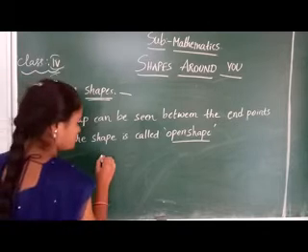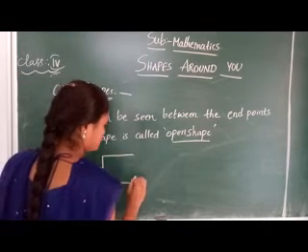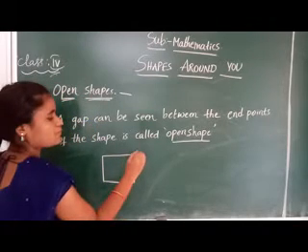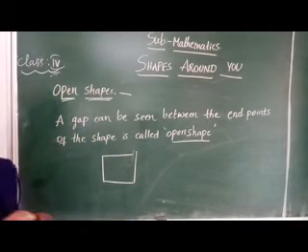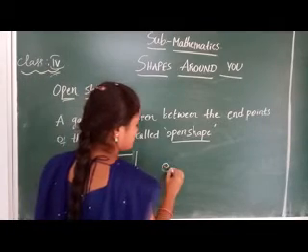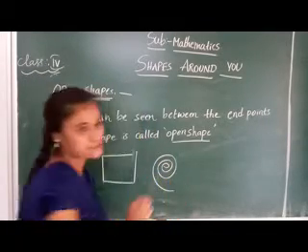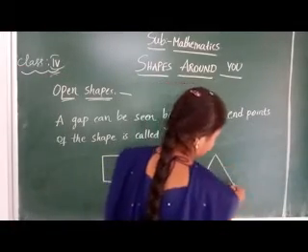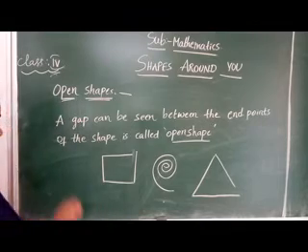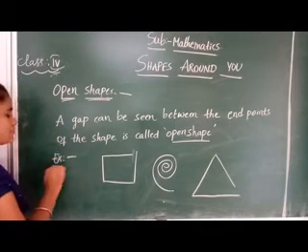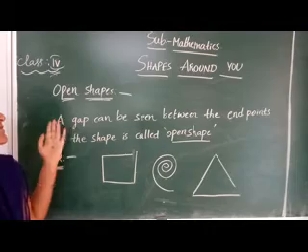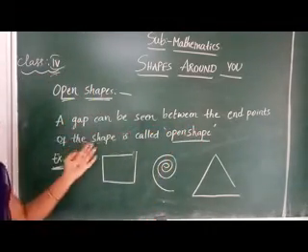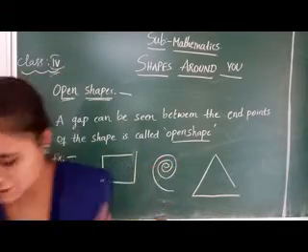See, this is the open shape. A gap is there between the two end points. This one, open shape. This one also open shape. This one also open shape. See, example. Now you will write in your MCW compulsorily. Open shapes: a gap can be seen between the end points of the shape is called an open shape.